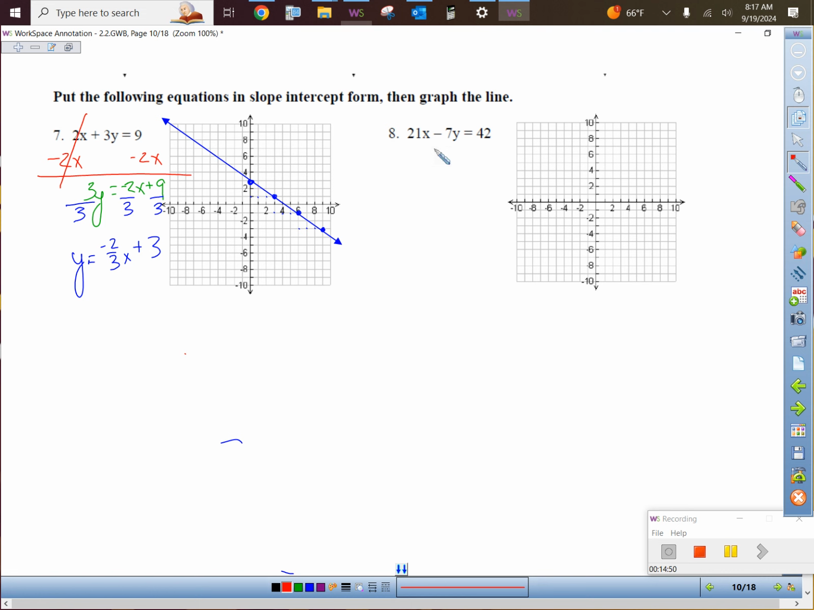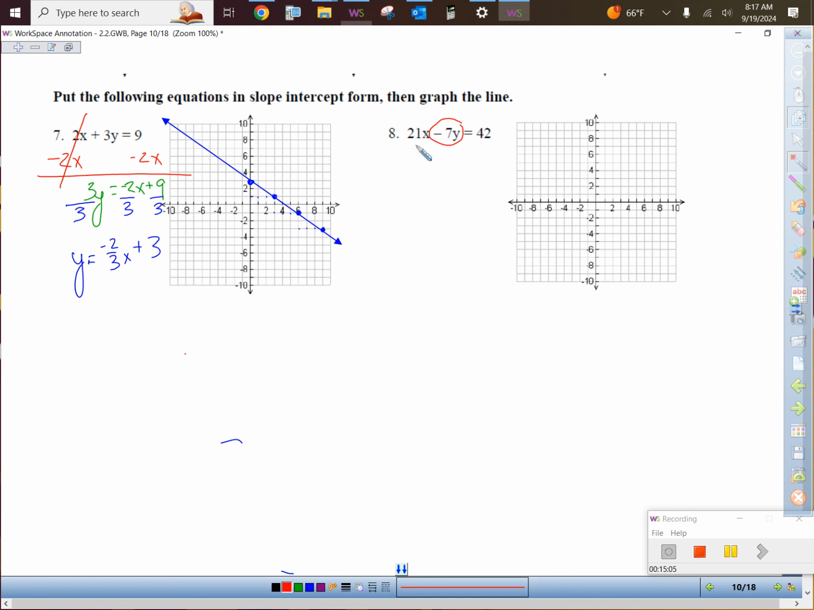Okay, let's start over. They want us to put this in slope-intercept form. That's y equals mx plus b. Moral of the story, get y all by itself on one side of the equal sign. What helps a lot of students is circling the term with the y in it. I don't care if you do that or not, but if you circle it, I would like to get that term all by itself on one side of the equal sign first.